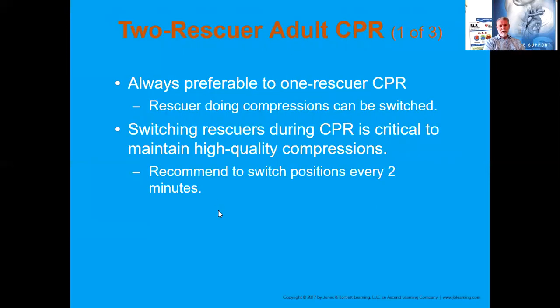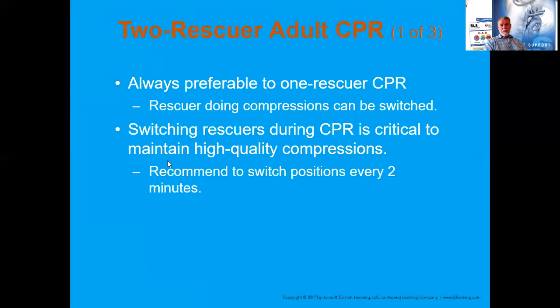On the two rescuer CPR, it's still 30 to 2 for an adult. Okay, so adult two rescuer CPR remains 30 to 2. There's only two changes that we have. Two-person child and two-person infant is actually compressed at a 15 to 2 rate, right? So two-person child, two-person infant, 15 to 2.